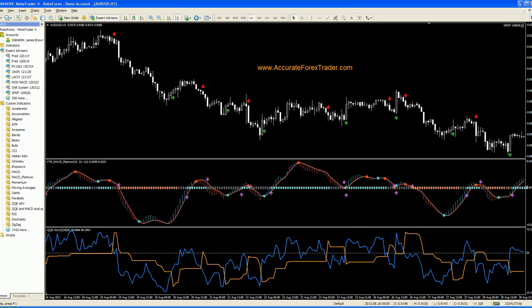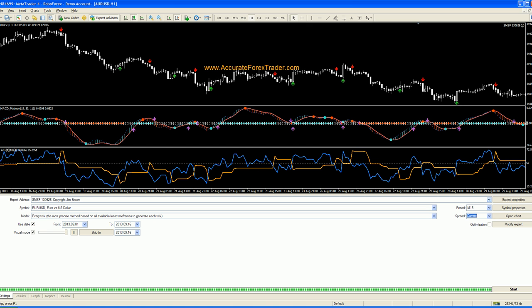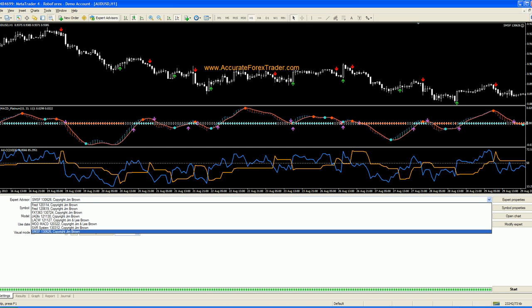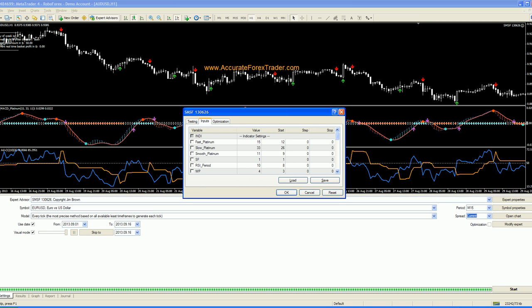Righto, let's get rid of that. Bring up the strategy tester. Got a few minutes. Now, here it is set up. SMSF EA. I've got it on the 15 minutes, the Euro, 1st to the 9th, so it's the beginning of this month to the 16th, which is today, I think. Let's have a look at the settings.